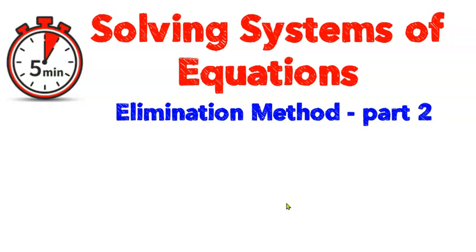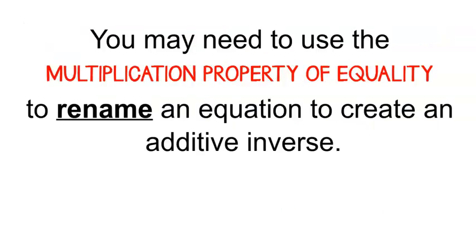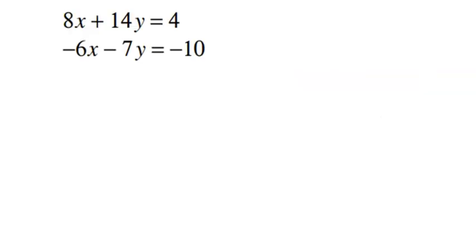Solving systems of equations using the elimination method, part 2. In this tutorial, you will learn how to use the multiplication property of equality to rename an equation in order to create the additive inverses you need in order to eliminate. So let's take a look at our first example.